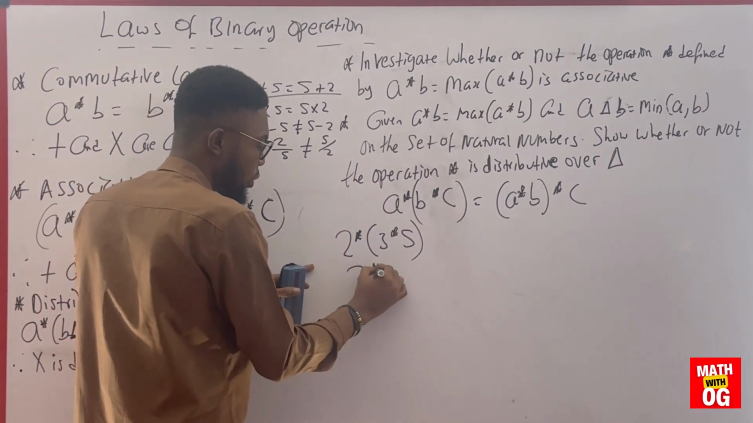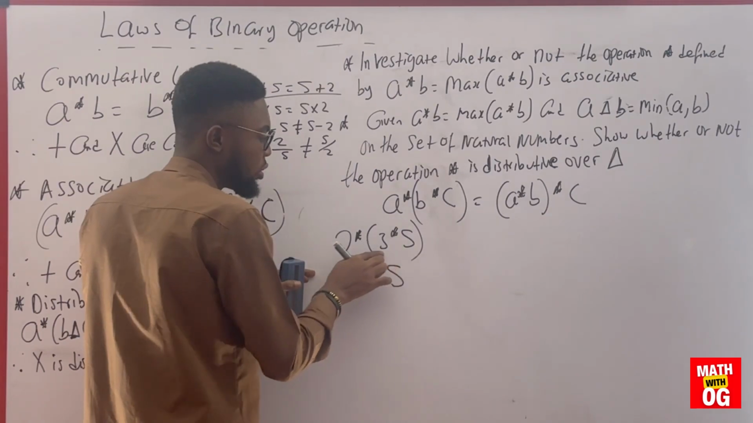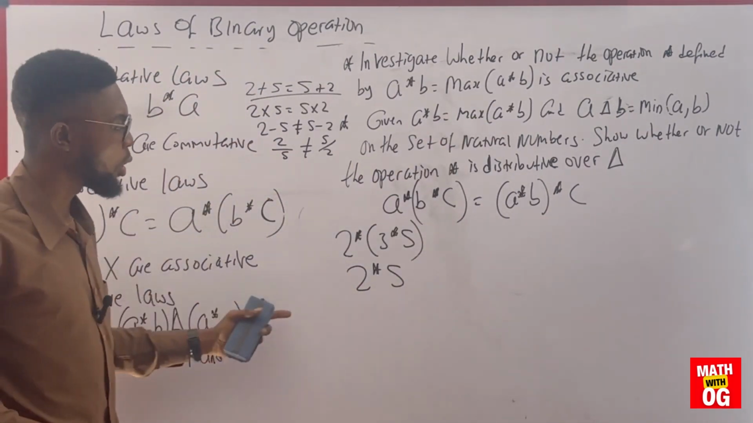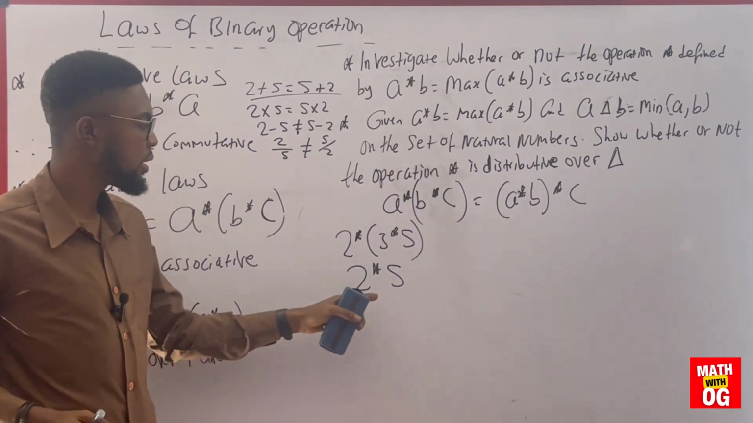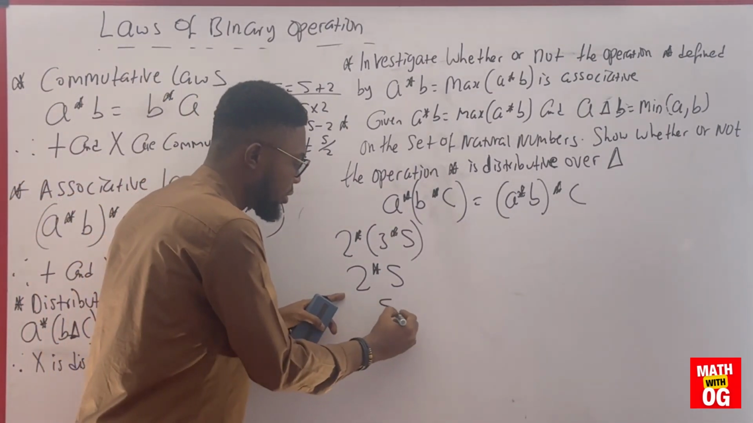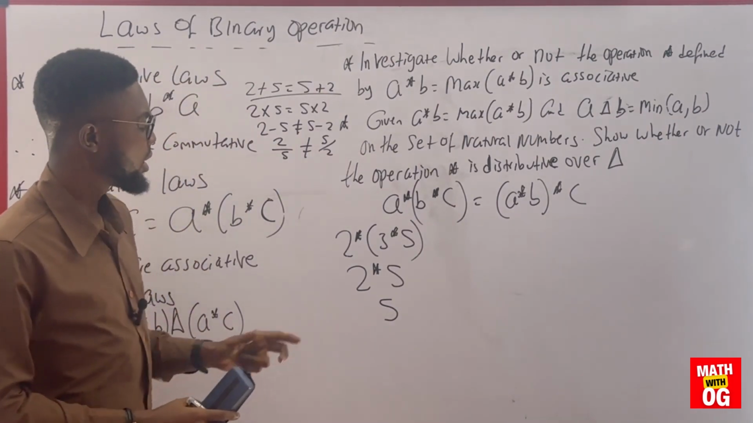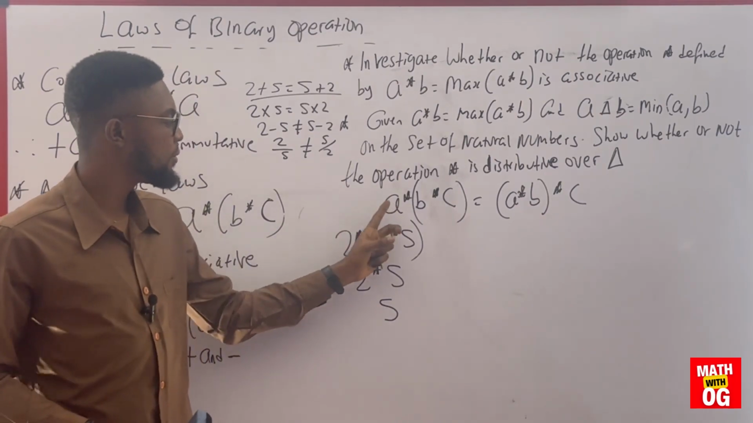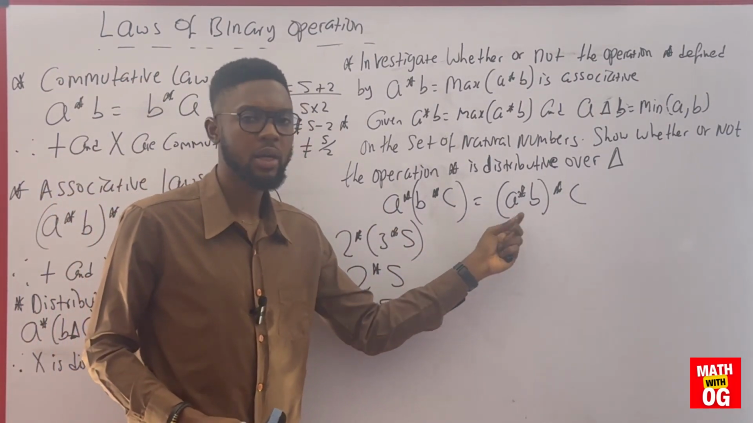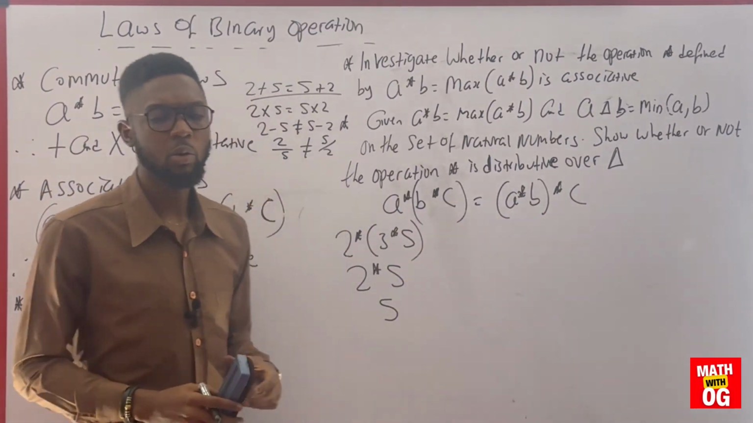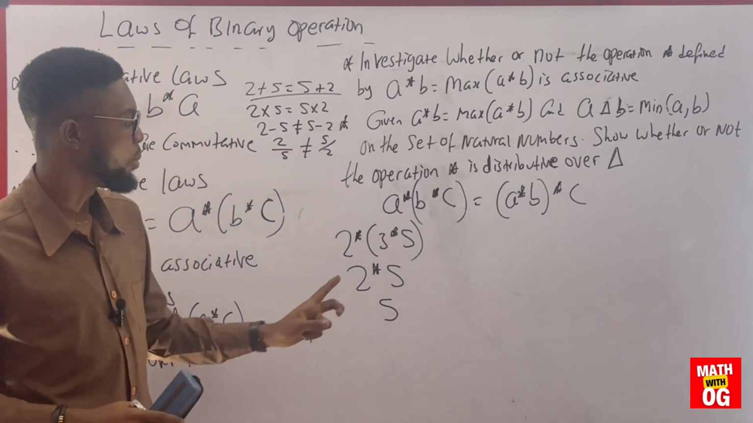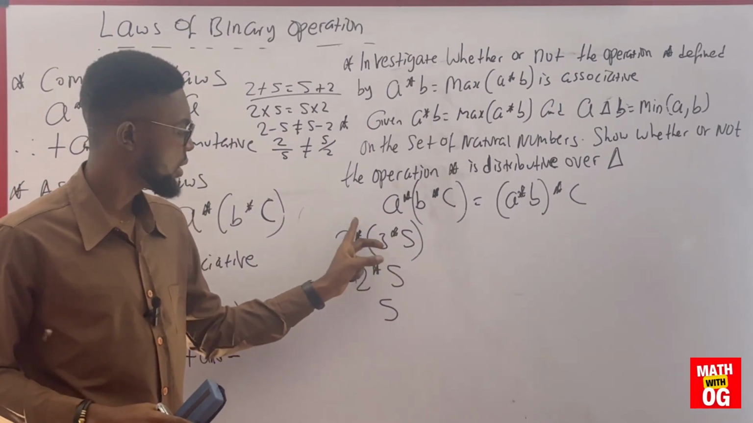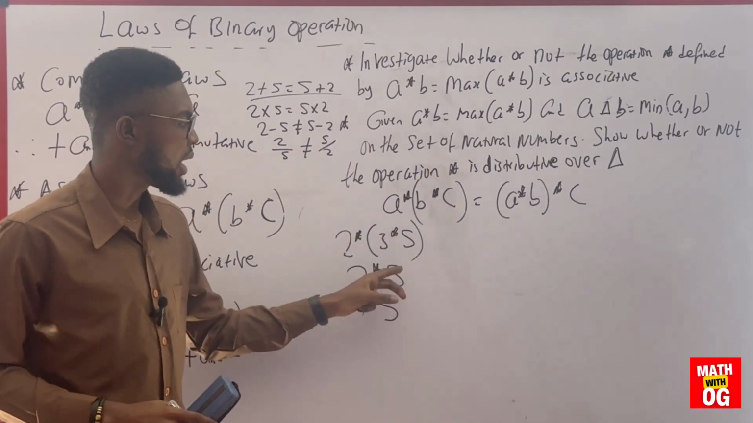So this will now be 2 operation 5. So I've done this operation, maximum value, which is 5. Now what is 2 operation 5? 2 operation 5 similarly is the maximum value of 2 and 5, and that should give us 5. So I've solved the case where B operation C is in bracket operating on A. Now if this is equal to (A operation B) operating on C, we can see that what we have is associative. Remember, A is 2, B is 3, and C is 5.